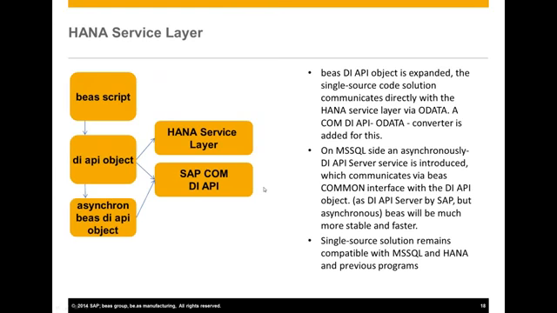So now looking at the HANA service layer, the new HANA service layer also needs to be supported soon. We've achieved that by implementing an OData converter to our existing DI API object. This will be done in the next version. The preparations for this are already underway. Furthermore, the beas DI API services have been further extended, which can operate both synchronous and asynchronous in a server-oriented way, which as a result stabilizes the entire runtime and therefore also improves the performance.